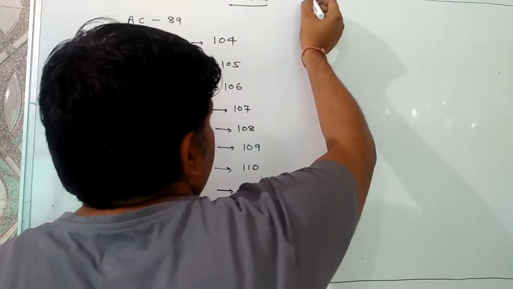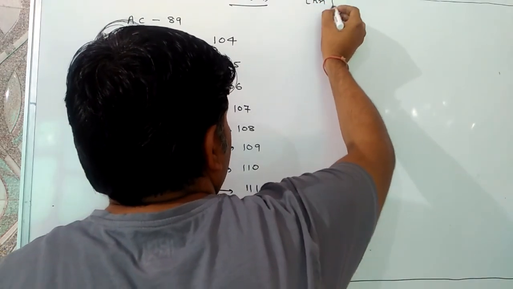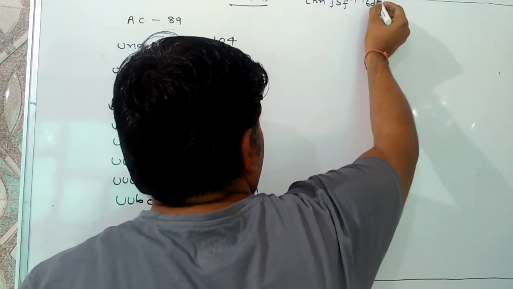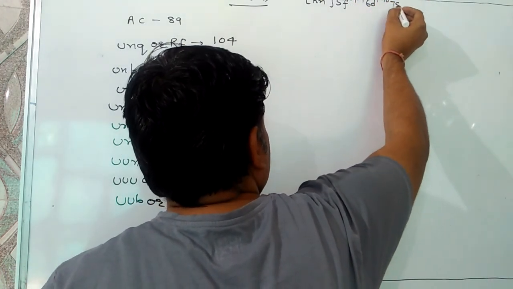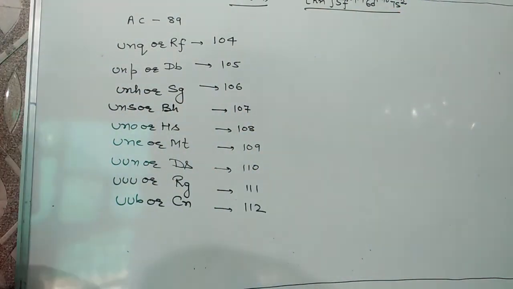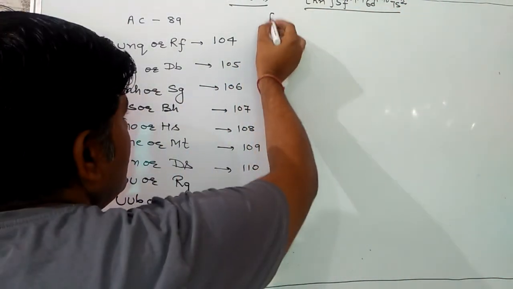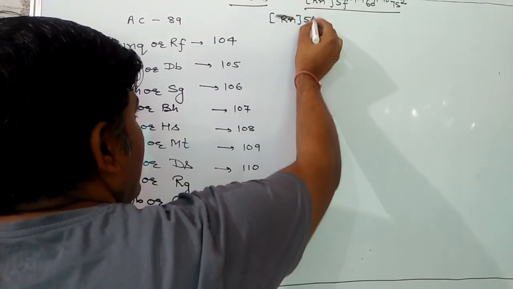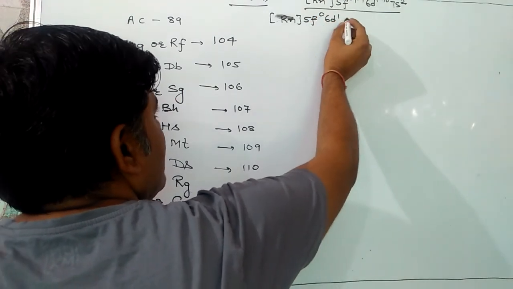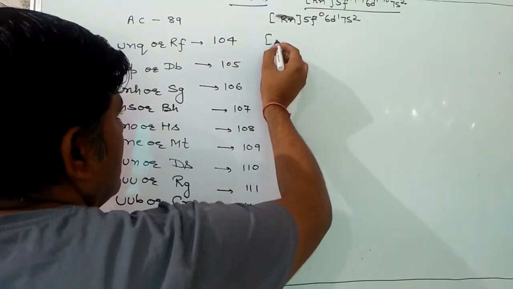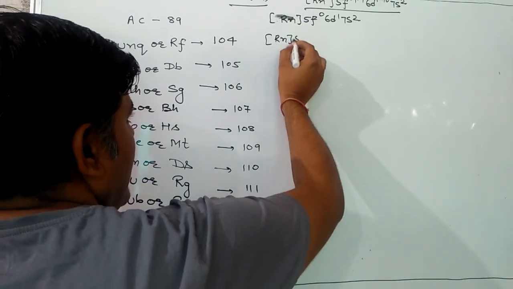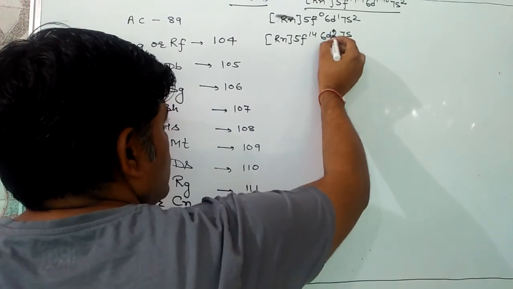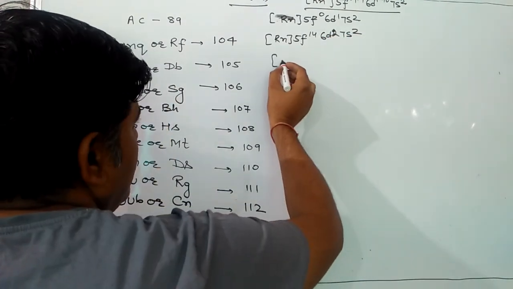Their outer shell configuration can be radon 5f0 to 14, 6d 1 to 10, 7s2. All values will be present in the d subshell. For actinium, it will be radon 5f0, 6d1, 7s2. For rutherfordium, it will be radon 5f14, 6d2, 7s2. For dubnium, it will be radon 5f14, 6d3, 7s2.